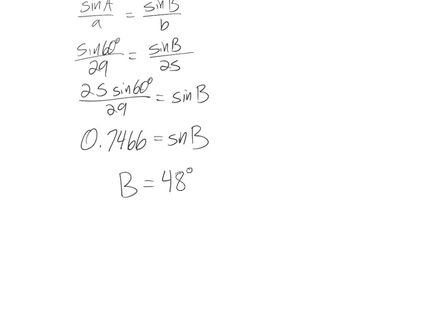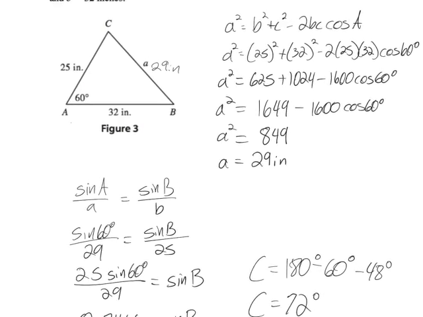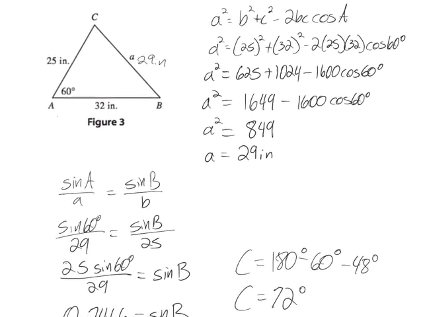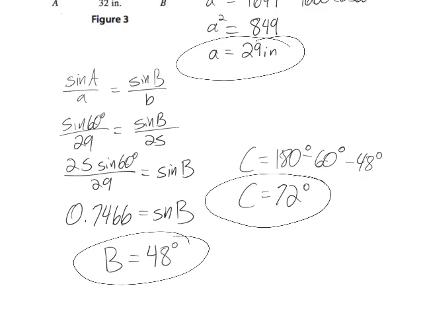And then, like I said, C is easy. C is just going to be 180 minus the 60 for A minus the 48 for B. So 180 minus 60 minus 48 is 72. So angle C is 72 degrees, and that finishes our set. I didn't write all of our set down this time like I have been doing on the others, so I'm just going to circle them where they are. That's side A, that's angle B, and that's angle C. So those are the 3 missing parts for this one.